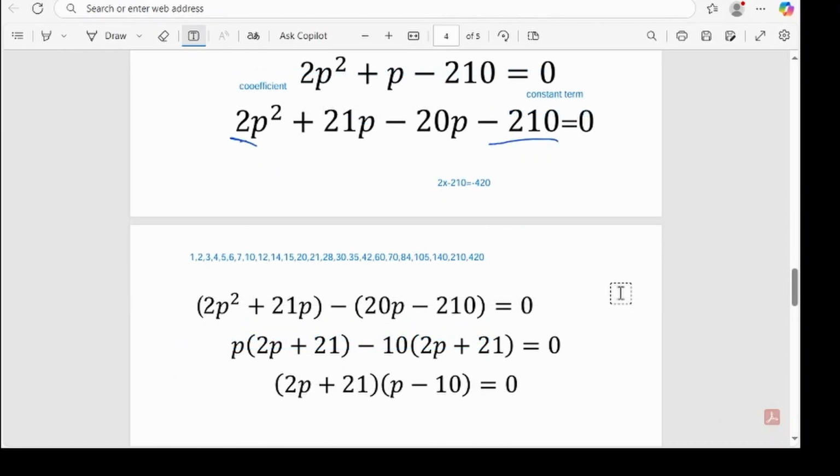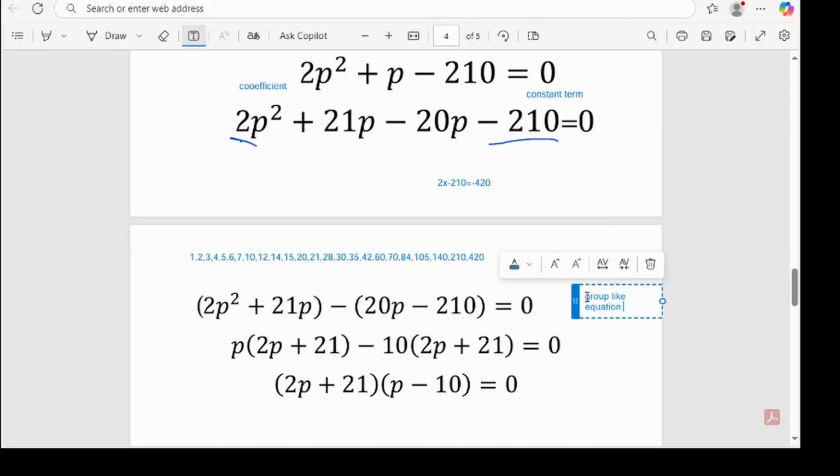So we had the equation to be 2p squared plus 21p minus 20p minus 210. So we group like terms here.